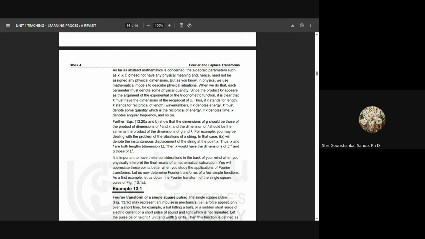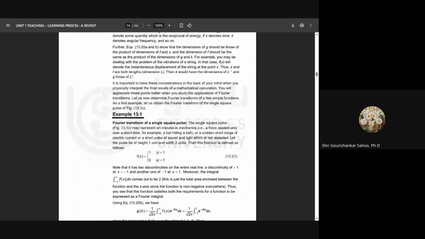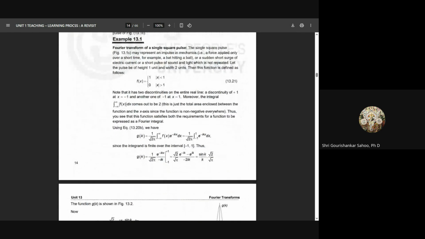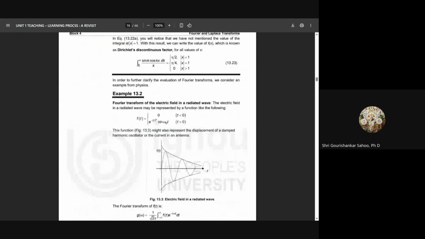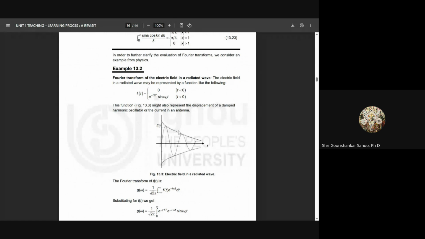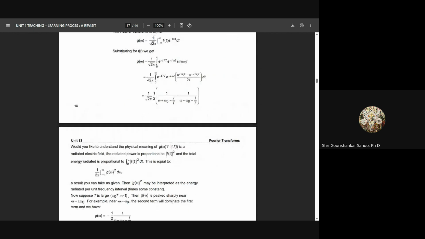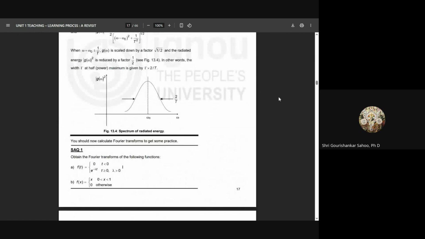With these considerations in the back of your mind, you can physically interpret the final results of mathematical calculation. And you appreciate these points better when you study applications of Fourier transform. The Fourier transform of a single square wave pulse goes like this. Fourier transform of a single square pulse. And the Fourier transform of the electric field in a radiated wave will be like this.